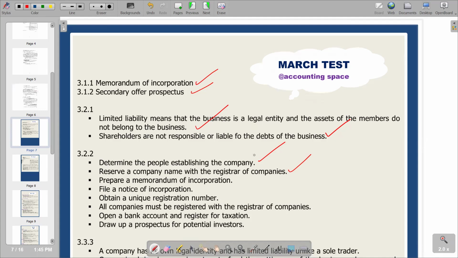Then I prepare a memorandum of incorporation, file a notice of incorporation, and obtain a unique registration number. All companies must be registered with the register of companies, which is very necessary. Open a bank account and register for taxation. Basically, you cannot run a business without a bank account. Draw up a prospectus for potential investors. So these are the procedures that we have.